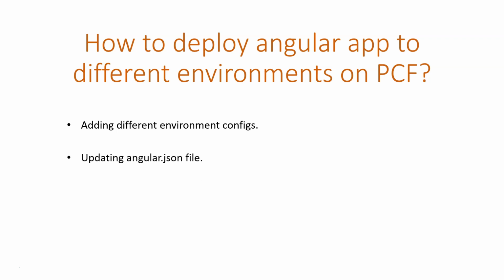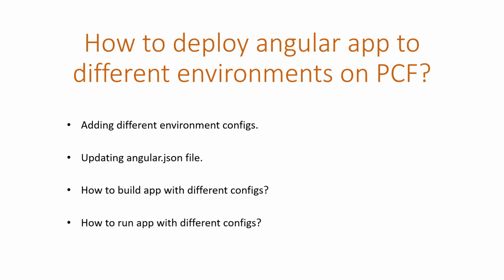The next thing is updating the angular.json file. Once the environment config is added, we need to define those environments in the angular.json file. And we'll also see how to build an app with different environment configs by giving the environment name while building the Angular app. And the last thing is, once the build is done, we can also run the app with different configs again by giving the environment name as an argument to see if the app reflects the appropriate environment configs or not.